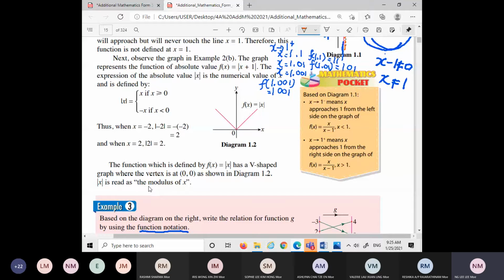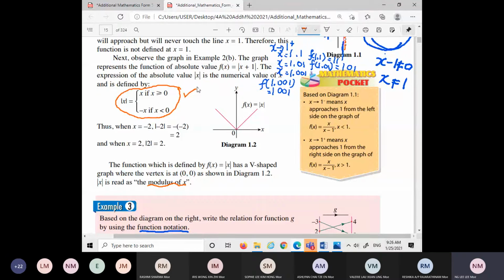This one we read as modulus. So f(x) is equal to modulus of x. Okay, this one we read: f(x) is equal to modulus of x. Okay, what is the definition of the modulus of x? This is very important, no? Okay, this one must copy in your notes.